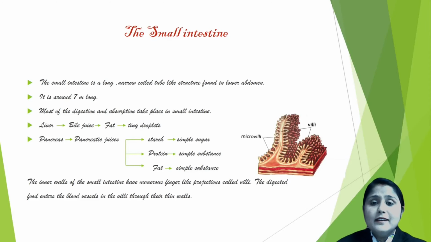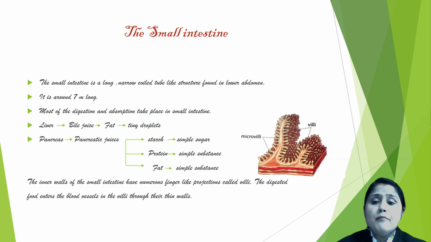The small intestine is a long, narrow, tube-like structure found in the lower abdomen. It is around 7 meters long. Well, we have the liver. The liver secretes bile juices, and these bile juices are stored in the gallbladder. The gallbladder releases the bile juices when needed. Most of the digestion and absorption take place in our small intestine.